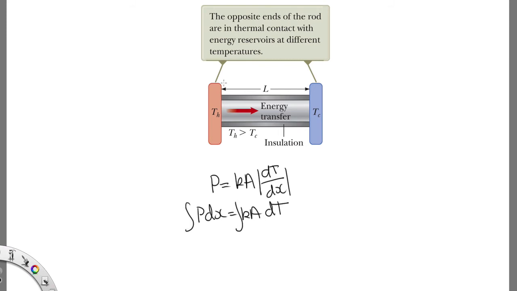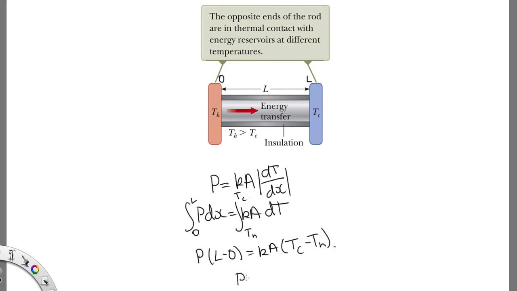Now x, if this is at x equals 0, then this end is at x equals L. So we're integrating from 0 to L. And the temperature at this end, we've got TH, and at the other end, TC. So integrating, we've got P(L minus 0) is equal to KA(TC minus TH).